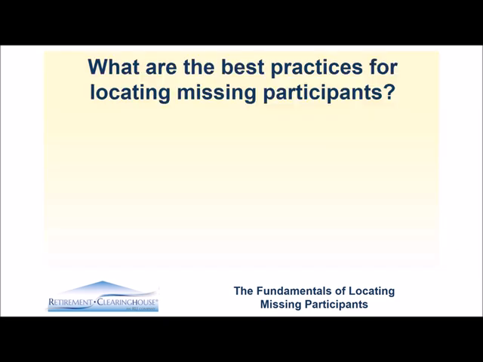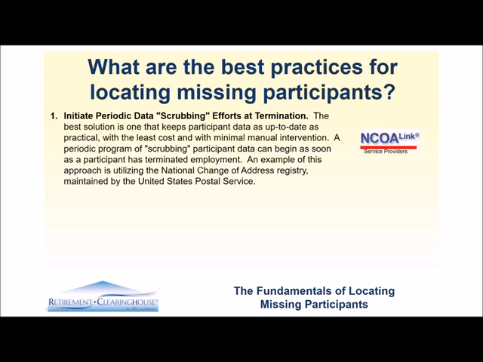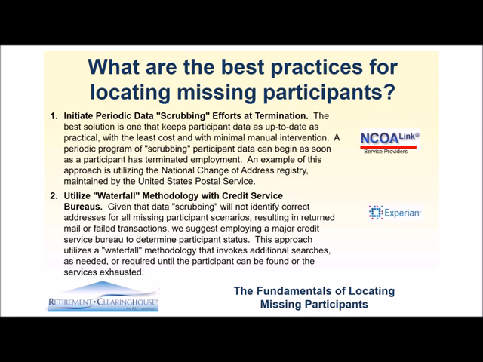What are the best practices for locating missing participants? Number 1, initiate periodic data scrubbing efforts at termination. The best solution is one that keeps participant data as up to date as practical, with the least cost and with minimal manual intervention. A periodic program of scrubbing participant data can begin as soon as a participant has terminated employment. An example of this approach is utilizing the National Change of Address Registry, maintained by the United States Postal Service. Number 2, utilize waterfall methodology with credit service bureaus.